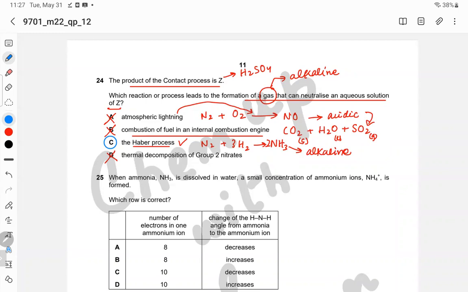Okay, now question number 25. When ammonia is dissolved in water, a small concentration of ammonium ions is formed. Okay. Why a small concentration? If you recall, it's a weak alkali. So when it dissolves in water, it reacts with water and establishes an equilibrium. That's why they are saying a small amount is formed, because only a few molecules ionize to form ammonium ions and hydroxide ions. And that's why we put a reversible arrow in the middle. Is it clear to everyone?